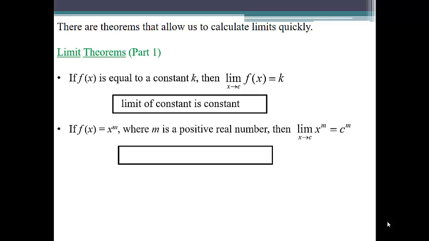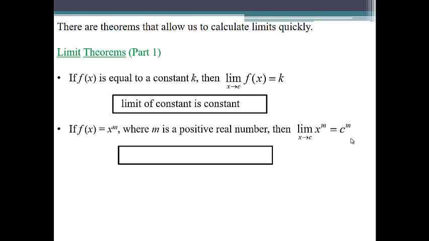The second one is where you have a polynomial, basically, where you have x to the power of anything. Make sure that anything is a positive real number. Then all you do is just plug in that number. That's really easy. You learned that in the past part 16.1, where you're plugging in. So the limit as x approaches a number, of let's say x to the 5th power, you plug in whatever number they give you to the 5th power, and boom, there's your answer.